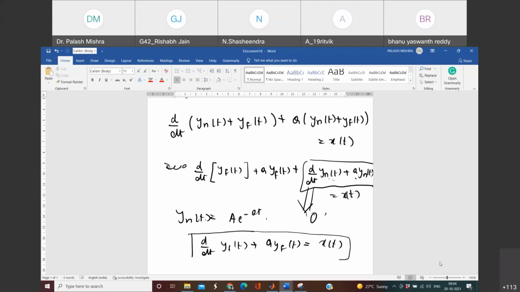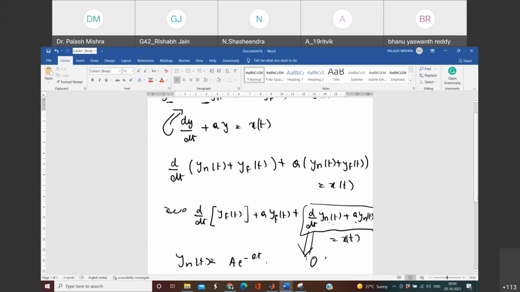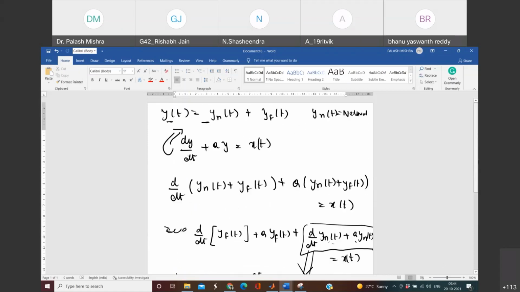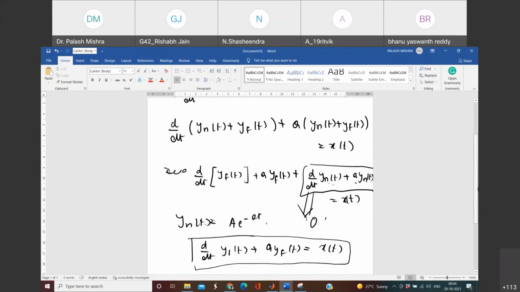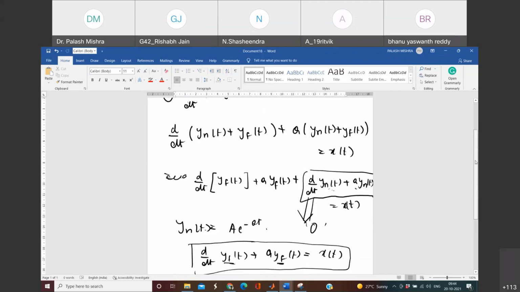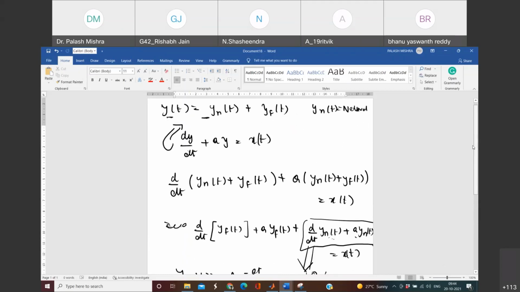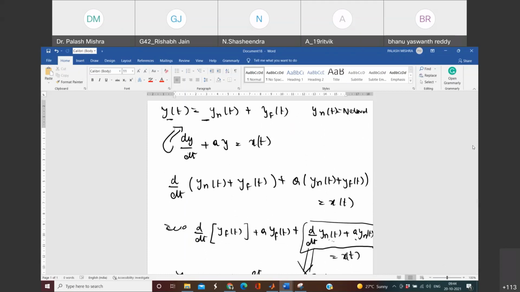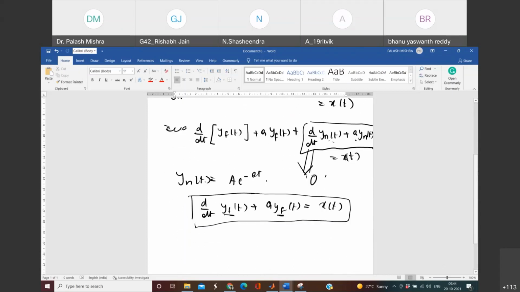Now, what does this imply? Whatever your natural response of the system is, the forced response of the system, the yft of a system, will always satisfy its own system equation directly. You can directly put yft here, and this equation will definitely be satisfied. That is what I want to say: the forced response of a system will definitely satisfy its differential equation directly, which you can prove from this point.